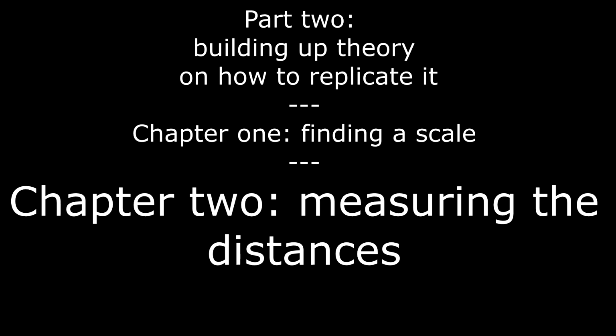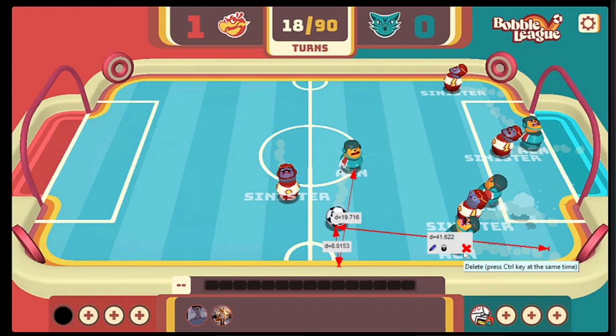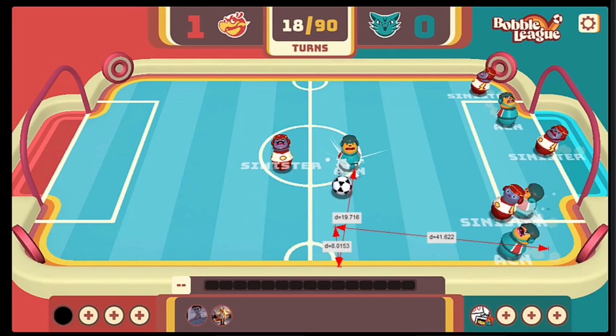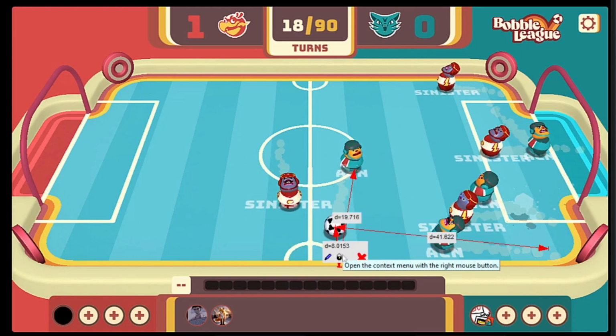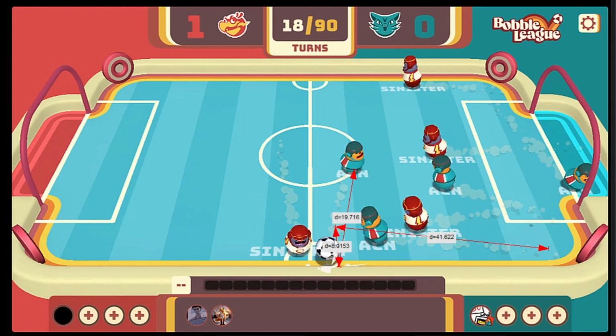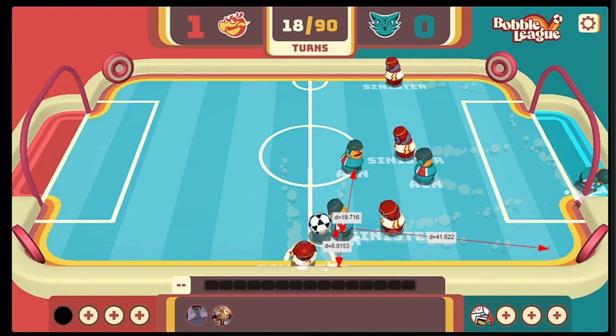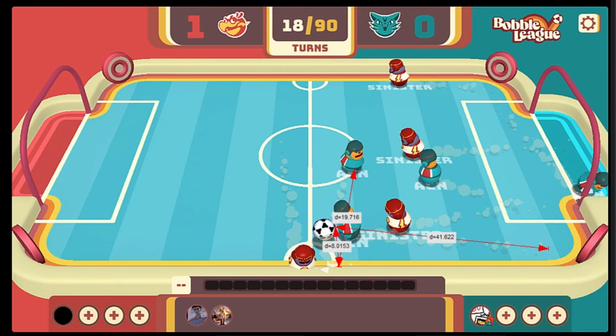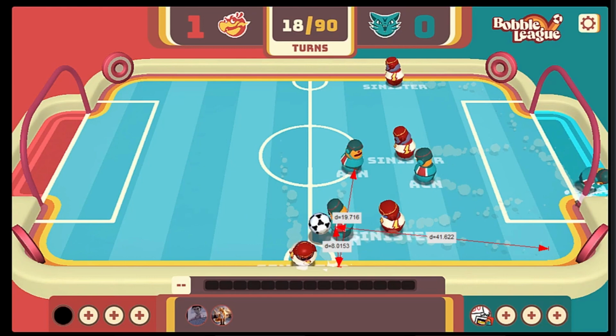Chapter 2. Measuring the distances. Using the previous scale, we measured the distance traveled by both the downward Bobble and the total distance covered by the ball. It's important to mention that we measured the distance traveled by the right point of the ball, as it is the point of impact at the end. Also, the recording doesn't capture the precise moment when the Bobble touches the ball, leaving me to make an educated guess based on the two closest frames.